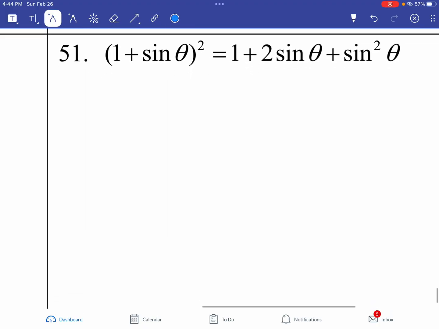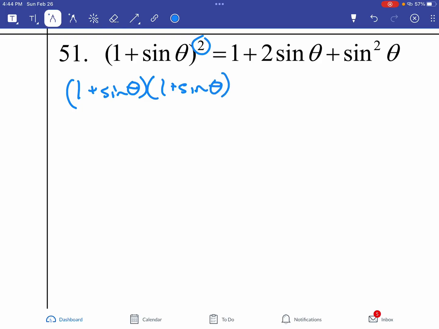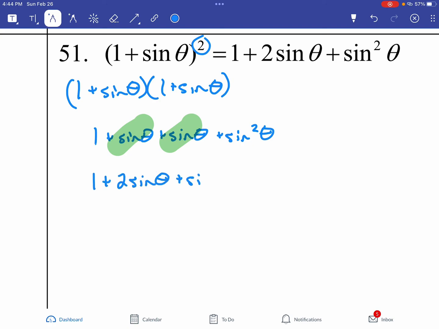So this, we've seen this problem before in the homeworks. I'm sure we've probably seen all these problems on the homeworks or the practices. This squared means I'm going to be multiplying 1 plus sine times itself. Okay, so 1 times 1 is 1. 1 times sine is sine. Sine times 1 is also sine. And sine times sine is sine squared. The two terms in the middle here are both positive signs, so I'd have 1 plus 2 sine plus sine squared, which is what I was trying to get.